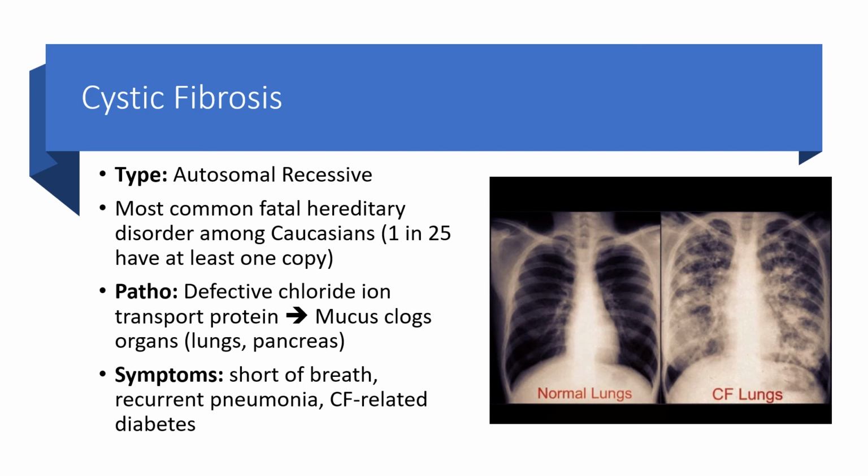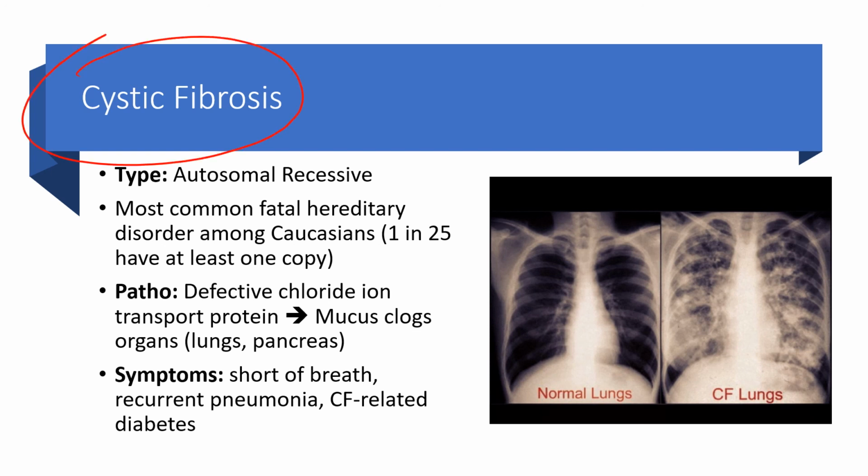The next one is cystic fibrosis. This is also another example of an autosomal recessive disorder. It is the most common fatal hereditary disorder among Caucasians, to the point that 1 in 25 have at least one copy of the recessive allele for cystic fibrosis.